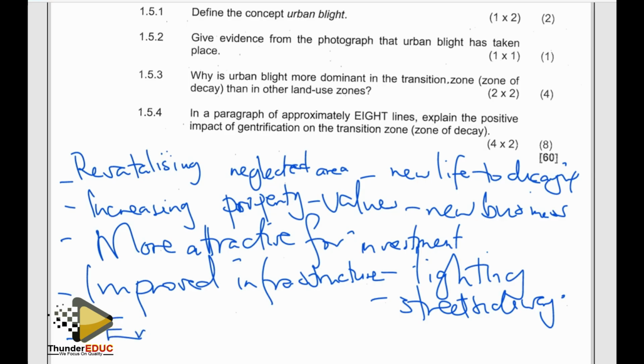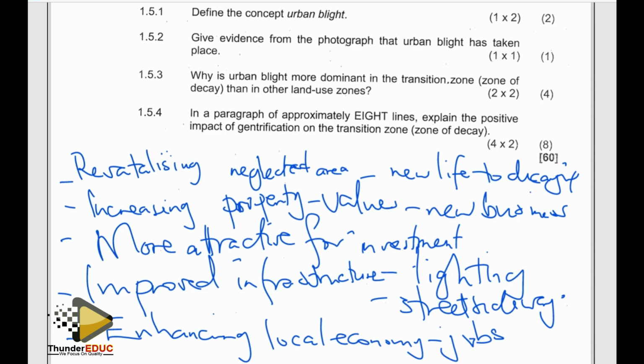And what else can we talk about? We can talk of enhancing the local economy. The local economy was dying. Businesses were moving out because of fear of criminal activities and because of lack of potential customers in the area. But now the economy is revitalizing because there are affluent people in the area who are also going to create jobs for the people around. So we have job creation happening, and people in the zone of transition are in a position to secure jobs for themselves because of investors coming into the zone of transition.